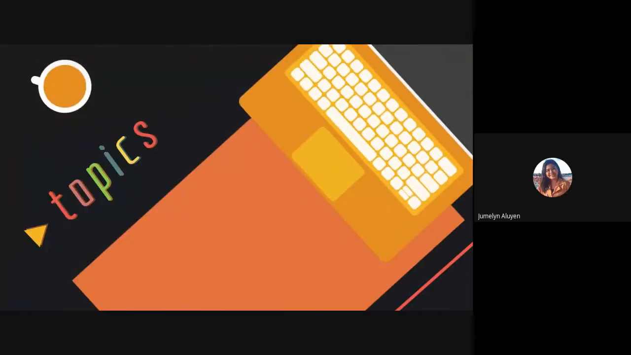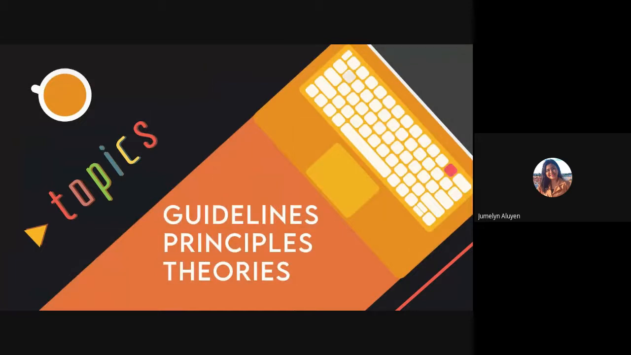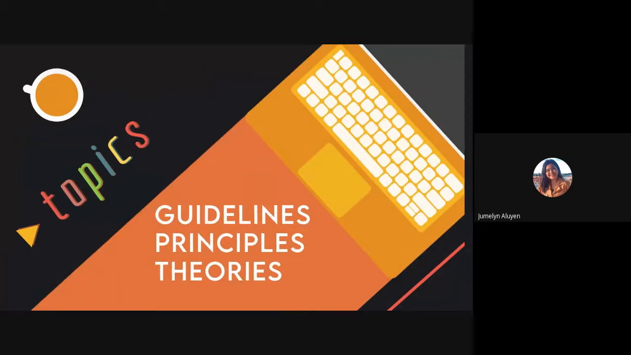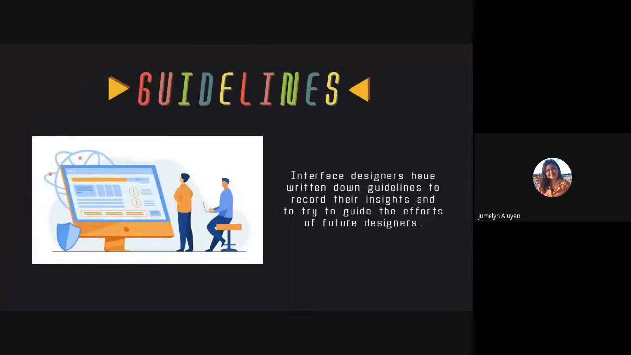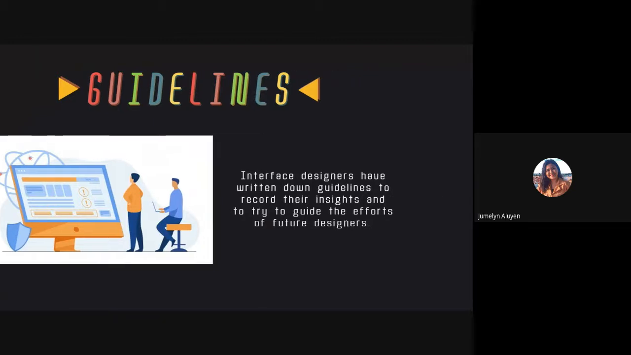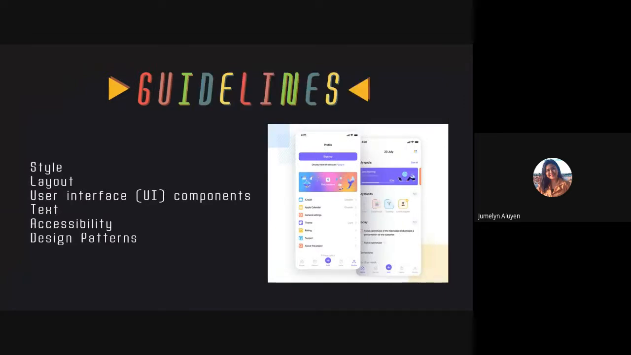So, our topic would be about the guidelines, principles, and theories. But first, let's talk about the guidelines. Designers improve the user interface by applying established guidelines to clean up cluttered displays, inconsistent layouts, and unnecessary text. Design guidelines fall into several groups, including the first is the style, which includes the brand logos and colors, the layout, which includes the grid or list structure, the user interface components, the menus and buttons, and then the text, which includes the font, and accessibility and design patterns.